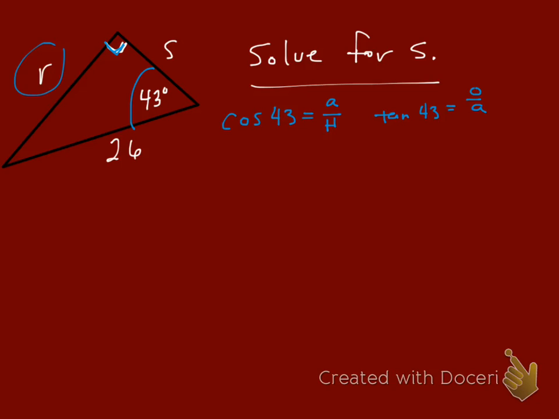But again here, the only reason we have R is because we just solved it. I don't want to use R because if I screwed up on R for any reason, that means I'm automatically going to mess up on S. So I'm going to use only the given information, so that's going to eliminate the tangent. So what I'm going to do is the cosine of 43 is equal to the adjacent, which is S, over the hypotenuse, which is 26.